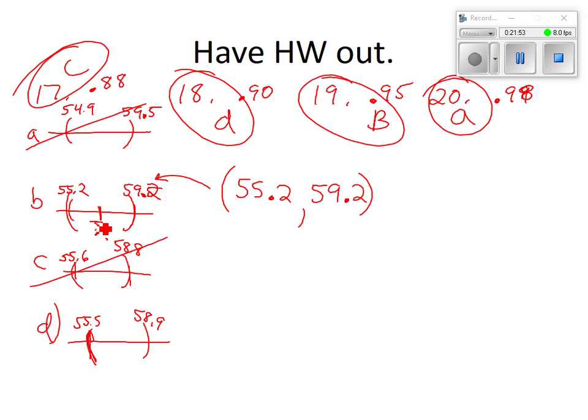So what I can do: the distance from here to there is your margin of error. The distance from here to there is the margin of error. So just by looking at these two numbers, we could find the margin of error and we could find X bar.